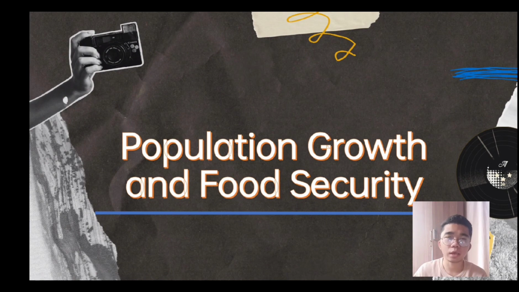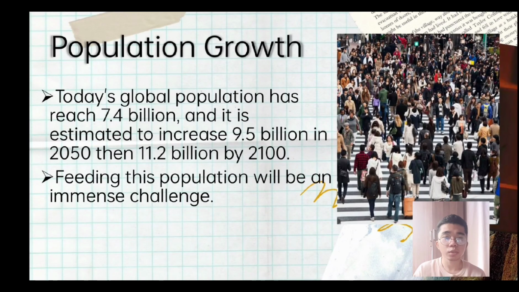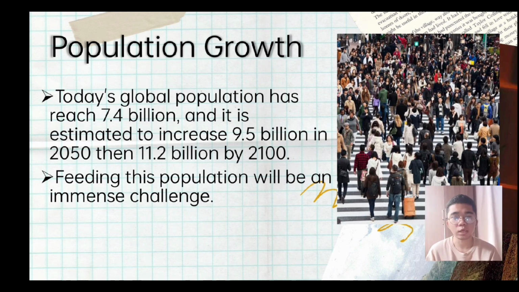Population growth and food security. Today's global population has reached 7.4 billion and is estimated to increase to 9.5 billion in 2050, then 11.2 billion by 2100. Demographers predict that the world population will stabilize by 2050 at 9 billion, although they warn that feeding this population will be an immense challenge.